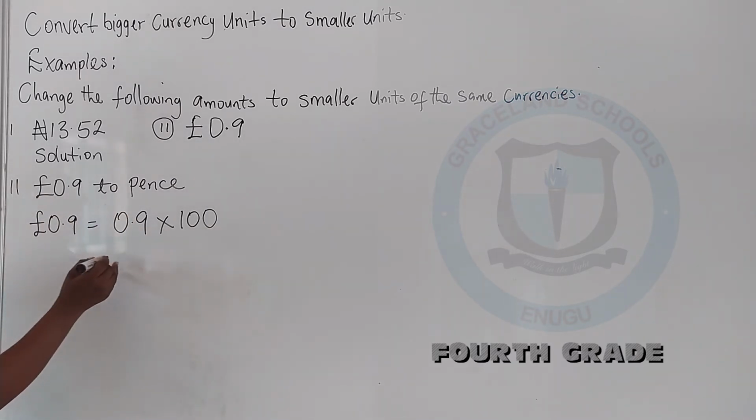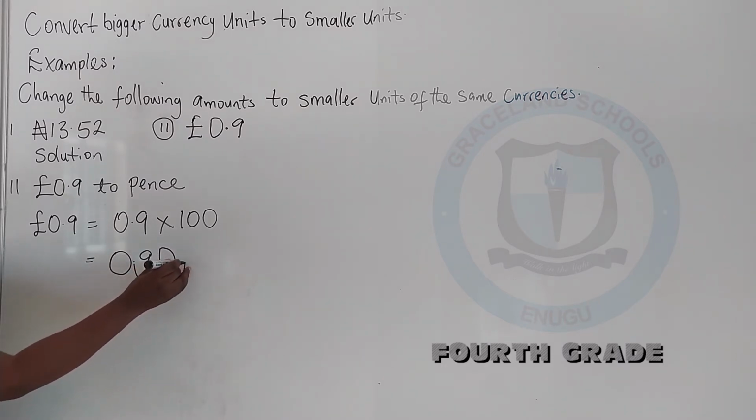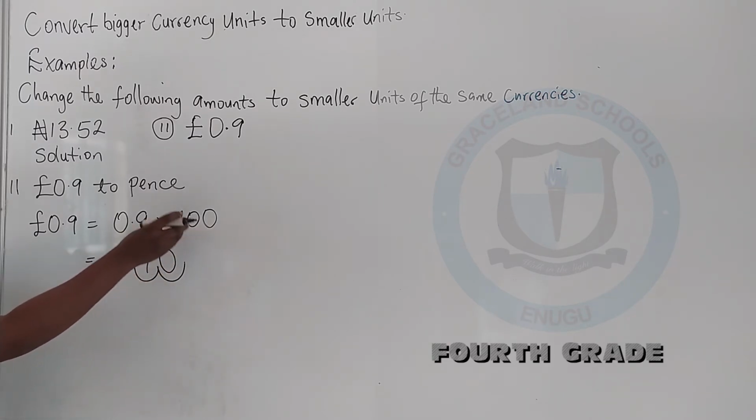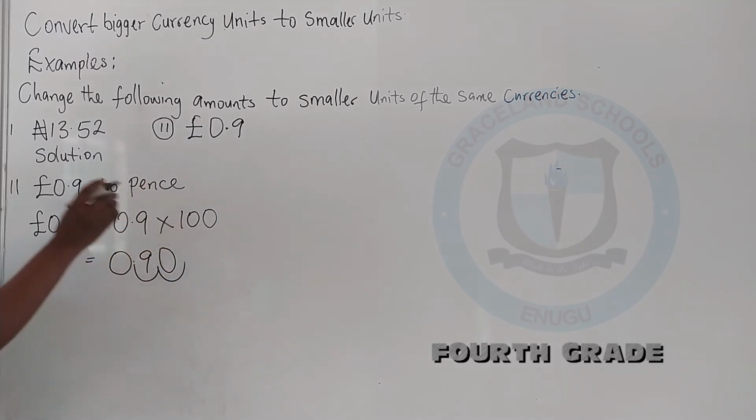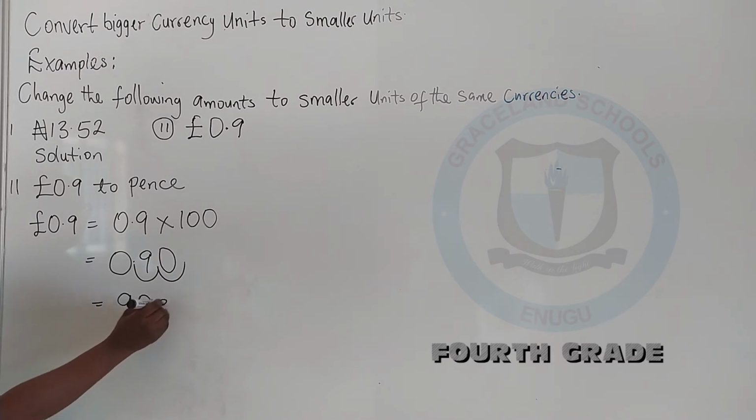Watch. Let's do it together. From the point, move your arrow 1, because there's no number there, add 0. Then move the next arrow 2. The decimal point is out because you've multiplied by 100. Your answer is 90 pence.